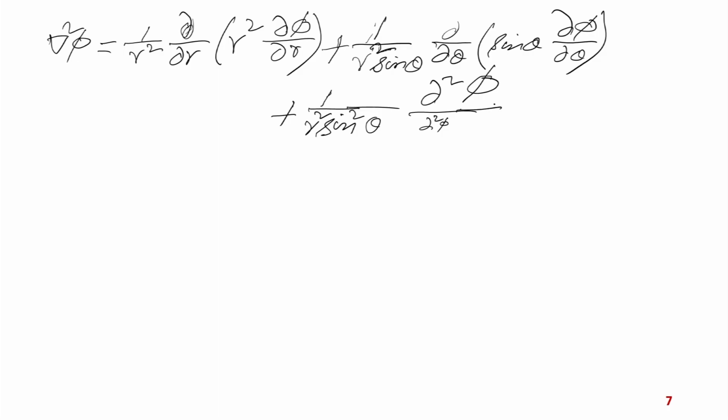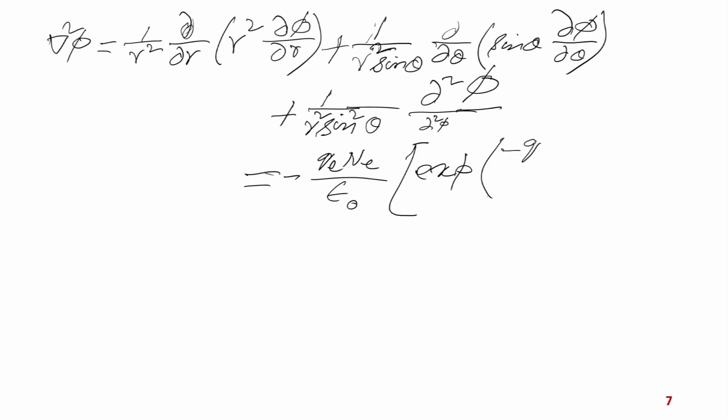Okay. So, this will be equal to minus q e n e by epsilon 0, then inside the bracket, the exponential of minus q e phi of r divided by k b into T, minus 1.